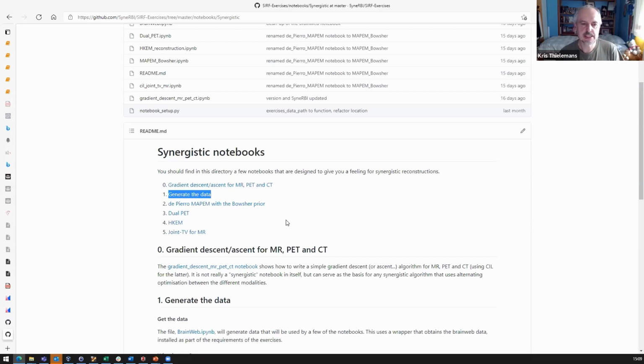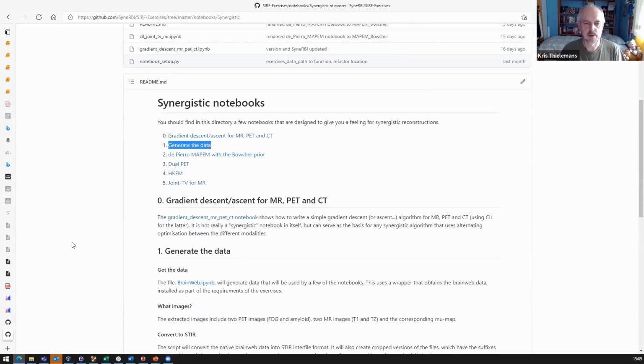The only difference is that it also adds some specific features in the PET data, for instance, such that you have a lesion in the PET data that is not in the MR, because as Andrew explained, the big issue with all of these methods is what happens if you don't have a match between the different images that you reconstruct. And so that allows you to explore that a little bit. So that's this notebook there.